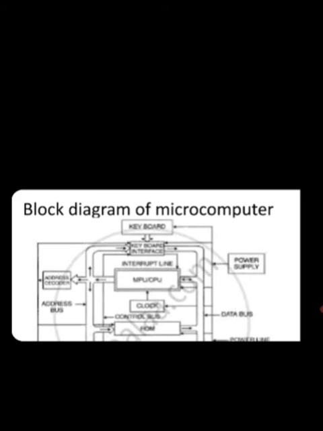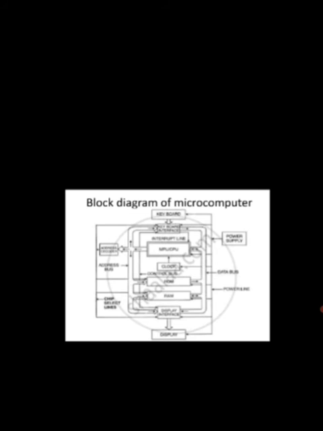MPU tells it to send the data on the data bus. Then the MPU accepts the data and continues its current job. So we can see that the input was the keyboard and the keyboard interface, and the MPU sends the data through the data bus and receives the data. That means it accepts the data and continues its current job.